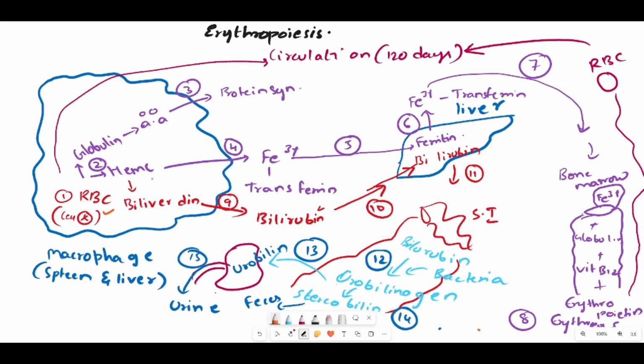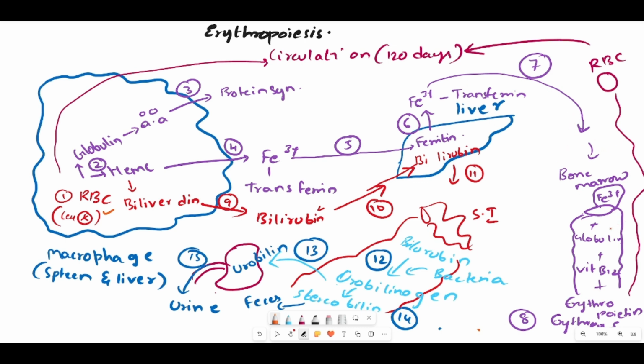Now coming to the heme part. Heme part generally is having Fe3+. So with the help of transferrin, it will be converting this Fe3+ to ferritin in the liver. And also in the liver, again it will be changed into Fe3+ with the same transferrin and gets transferred into the bone marrow.